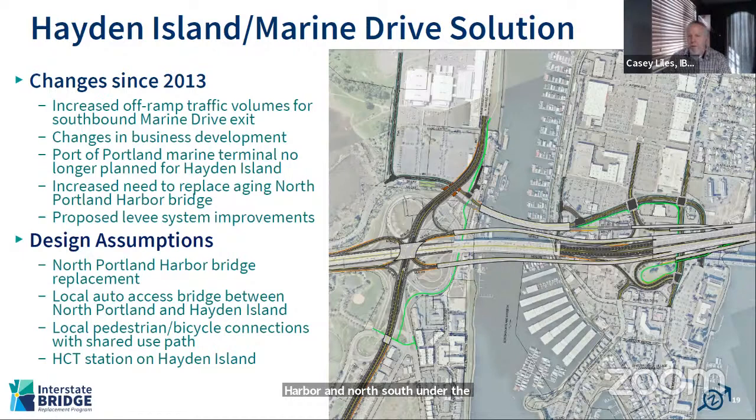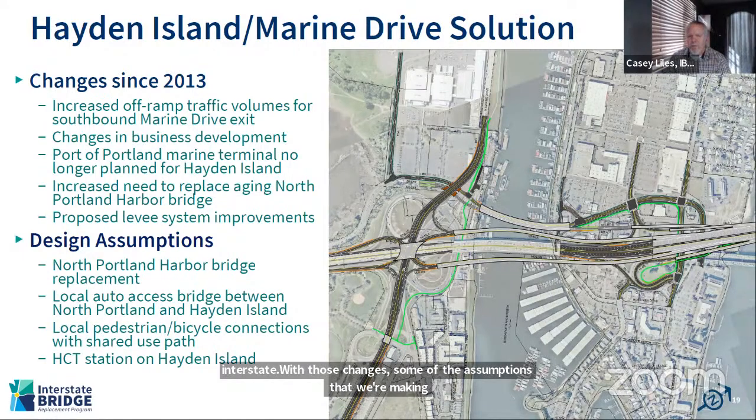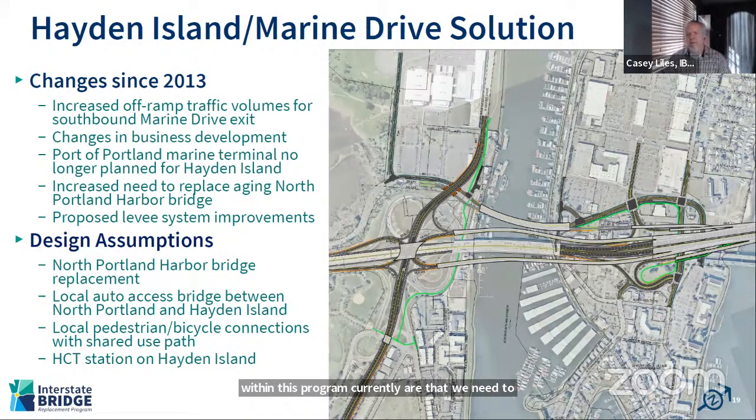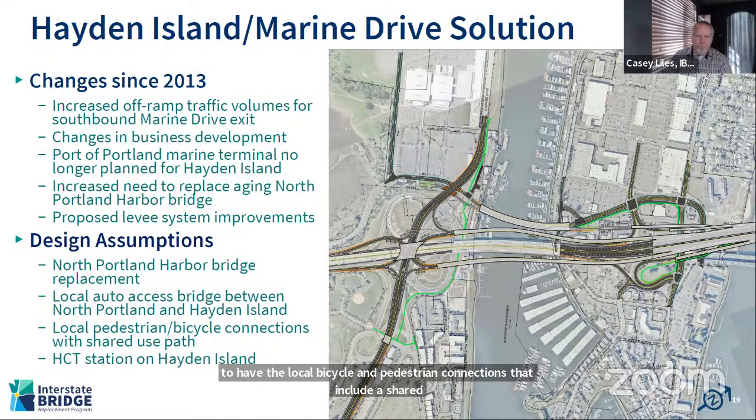With those changes, some of the assumptions that we're making within this program currently are that we need to replace the North Portland Harbor Bridge, that we need to have auto access between North Portland and Hayden Island, that we need to have the local and bicycle and pedestrian connections that include a shared use path, and then we need to have a high capacity transit station on Hayden Island. Next slide, please.